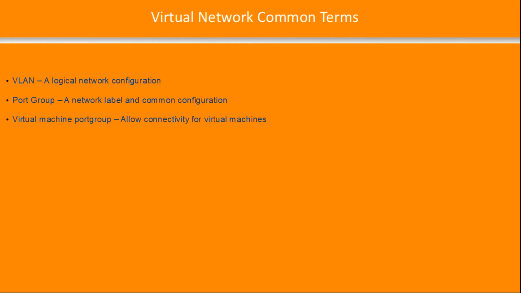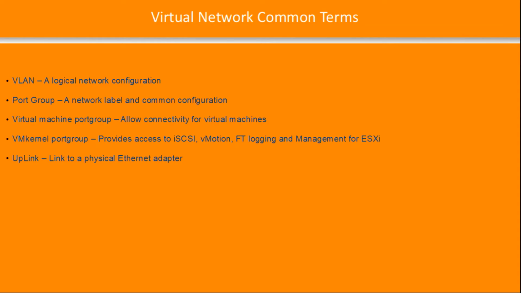A port group has two types: virtual machine port group, which allows connectivity between virtual machines, and a special type of port group called VM kernel port group, which has its own TCP/IP stack and provides access to iSCSI, vMotion, fault-tolerant logging, and management functionality for ESXi.